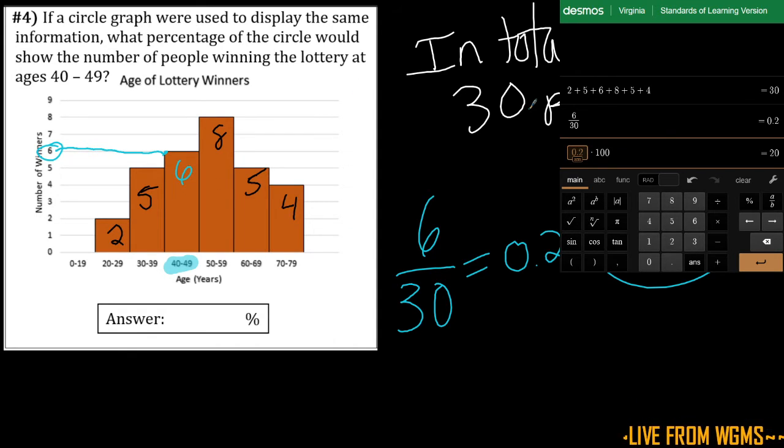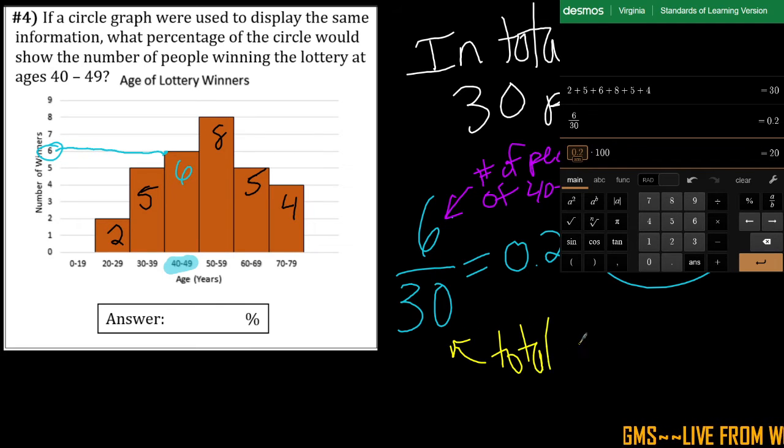Again, I wrote that fraction using, so this is, let me write this a little bit better. Again, this value is the number of people in the ages of 40 to 49, and the bottom number is the total number of people.